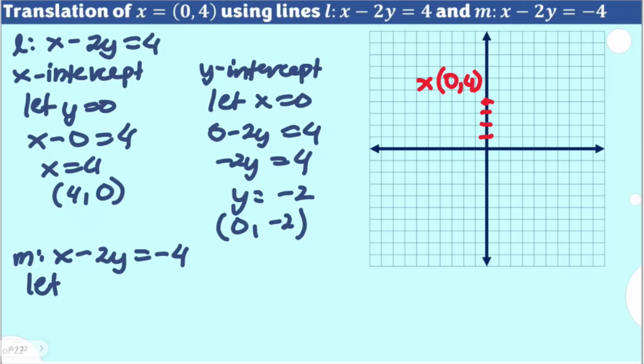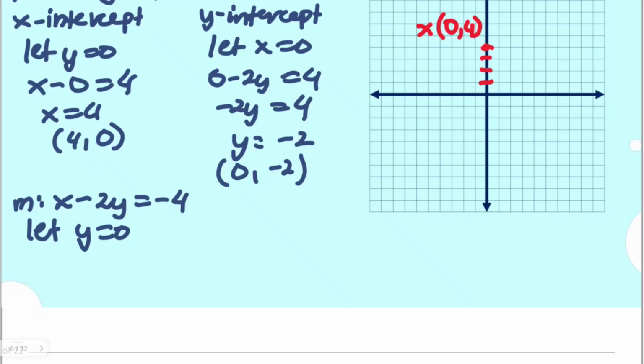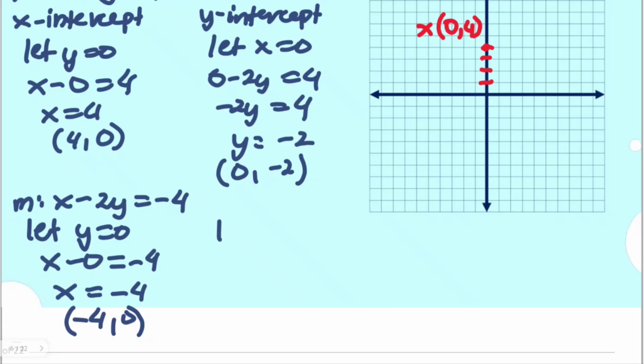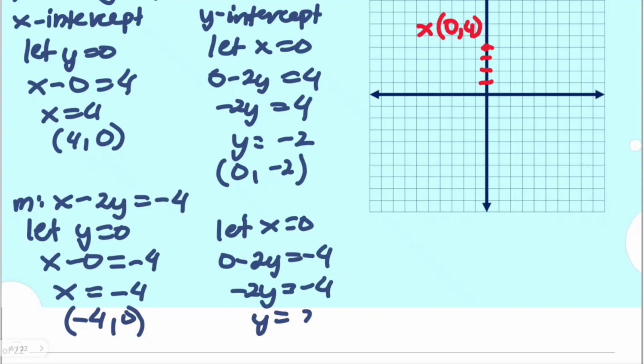So, let y be equal to 0 for our x-intercept. So, you have here x minus 0 is negative 4. So, x is negative 4. The x-intercept for line M is negative 4 and 0. For our y-intercept, let x be equal to 0. 0 minus 2y is equal to negative 4. Minus 2y is negative 4. y is positive 2. Hence, it's at 0 and 2.